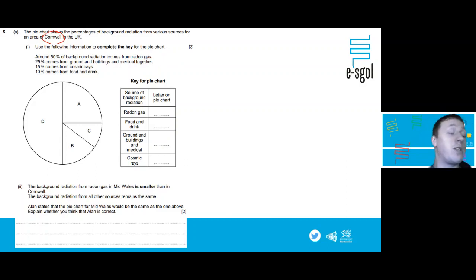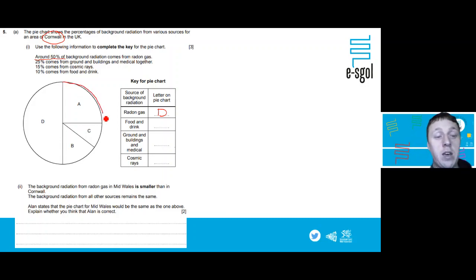Use the following information to complete the key for the pie chart. First statement is 50%, or around 50%, comes from radon gas. We can see from the pie chart we have sections A, B, C, D, and we have to use those letters to complete the key. What we see is 50% comes from radon gas, so we can put in the letter D here for radon gas. Now we can look at the other sections.